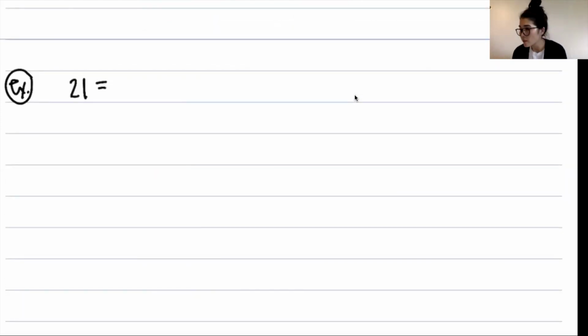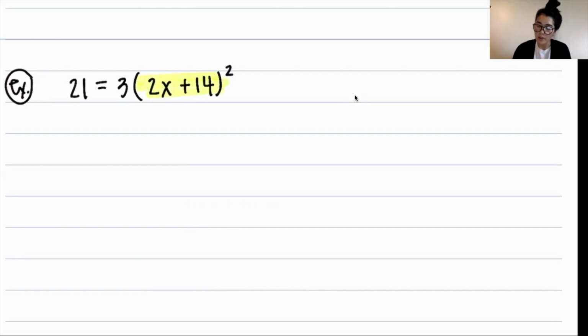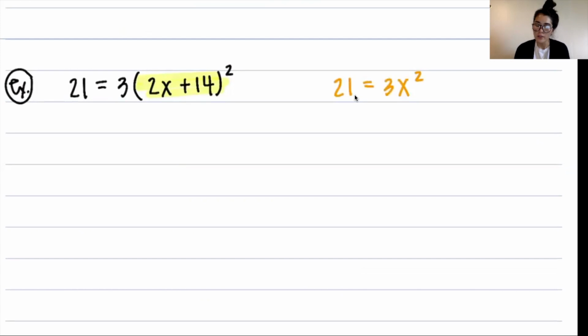21 is equal to 3 times (2x plus 14) squared. Okay, so again, the first goal is going to be to isolate this entire squared term. If it helps, think of it as if that parenthesis were an x. For example, 21 is equal to 3 times x squared. Hopefully you guys would say to get x by itself, we would have to divide by 3.